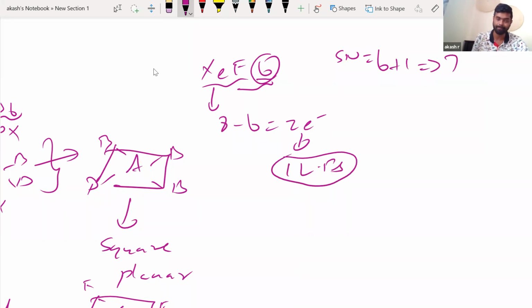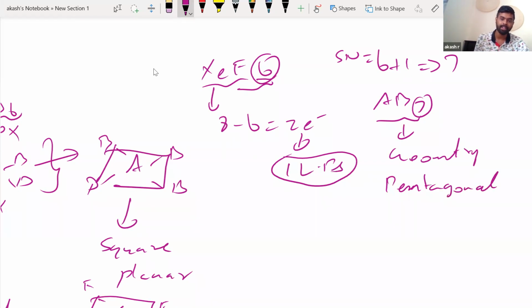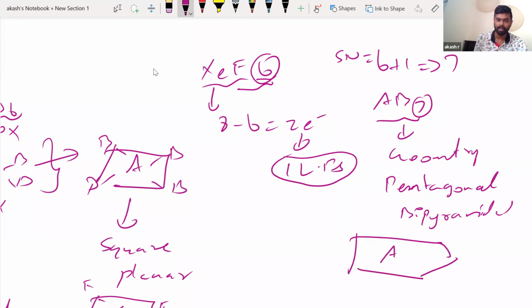So totally 7. Now if you have AB7, that is when you have 7 bonding atoms, the geometry will be pentagonal bipyramidal, if I have AB7. Pentagonal bipyramidal will be like this. A, now draw a pentagon, and you put 2 pyramids, one at the top, one at the bottom. All the corners you are going to have B. Something like this, pentagon with 2 pyramids.